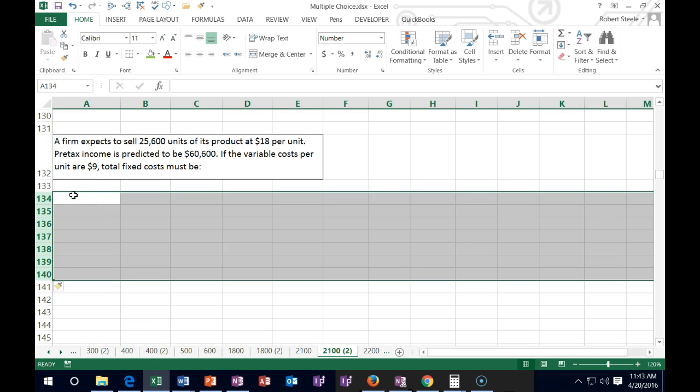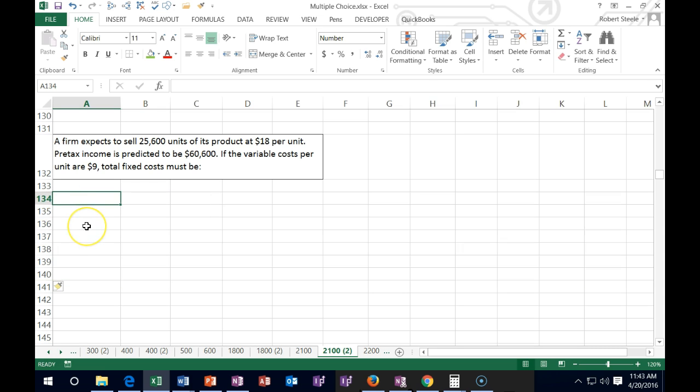Next one says that a firm expects to sell 25,600 units of its product at $18 per unit. Pre-tax income is predicted to be $60,600. If the variable cost per unit is $9, the total fixed cost must be what? All right, so we can break this out and put what we know in here. Once again, we take our sales minus our variable cost, which gives us our contribution margin, less the fixed cost, which gives us our net income before taxes.